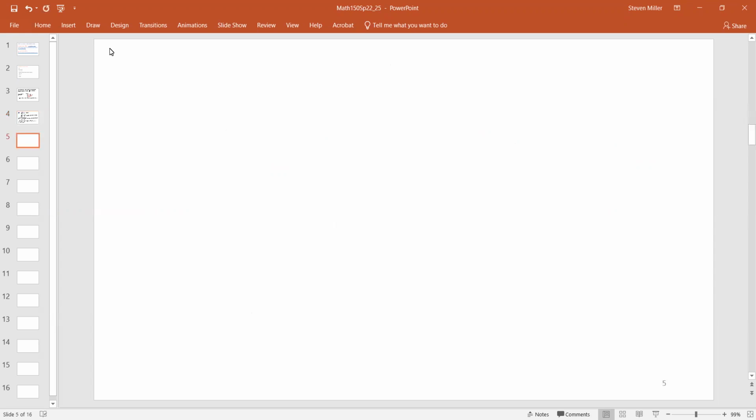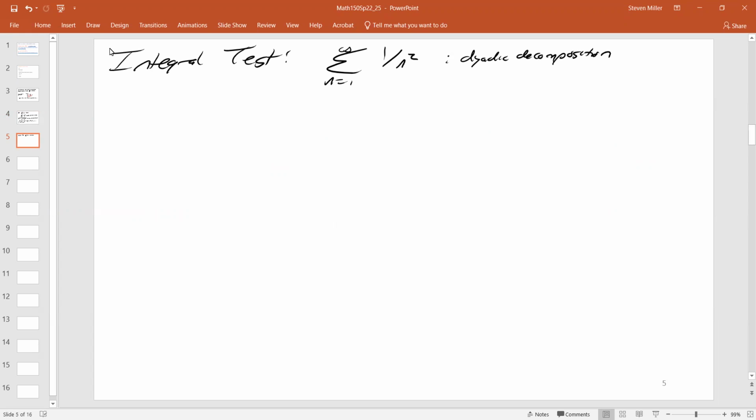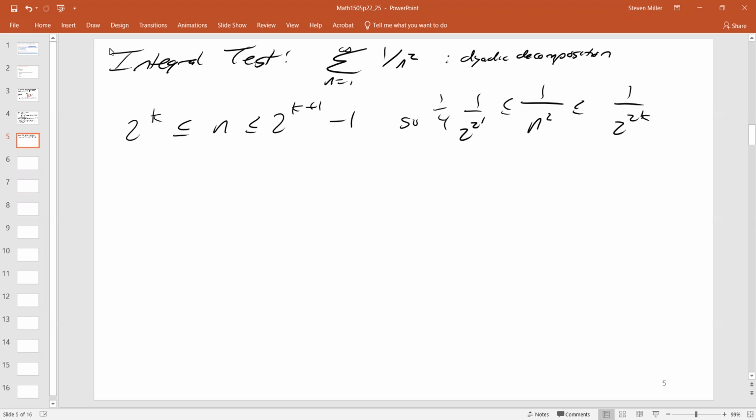Okay, so the next is the integral test. And I remember last time we looked at the sum of 1 over n squared, n goes from 1 to infinity. We did a dyadic decomposition. We had 2 to the k less than or equal to n less than or equal to 2 to the k plus 1 minus 1. So 1 over n squared is 1 over 2 to the 2k is an upper bound, and 1/4 times 1 over 2 to the 2k is a lower bound.